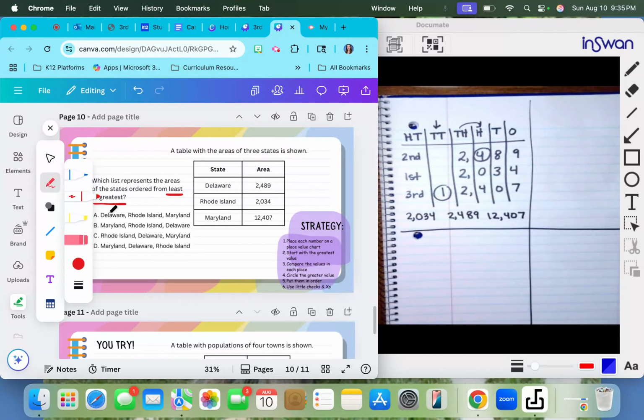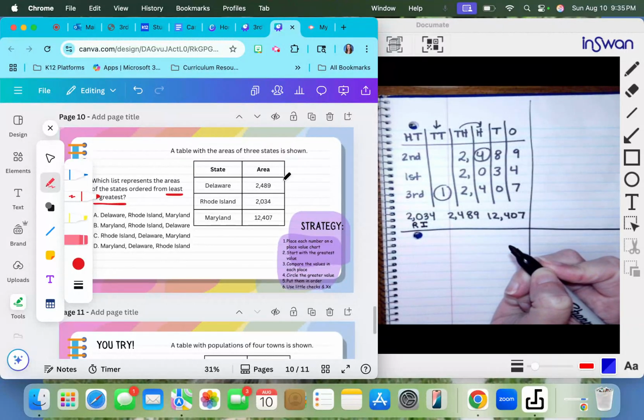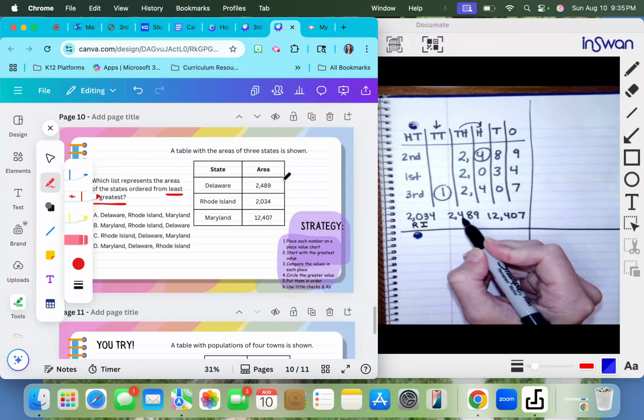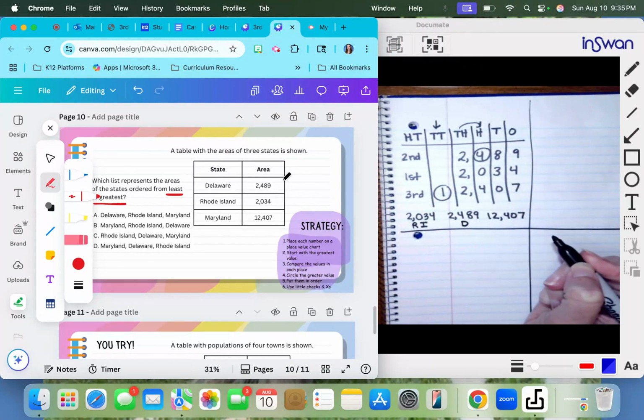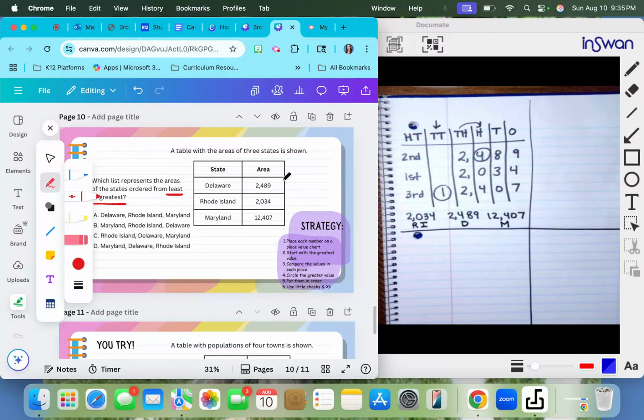A starts with Delaware as the least number. Delaware was 2,489. Does that match ours? You know what we could do? We could help ourselves out a little bit by labeling. We could say RI for Rhode Island was our least number. Then Delaware, we could label it a D. And then Maryland was the greatest. So that's the order that we wanted. All right, so was Delaware our least number in first place? Nope. So X, so A is not going to work for us.